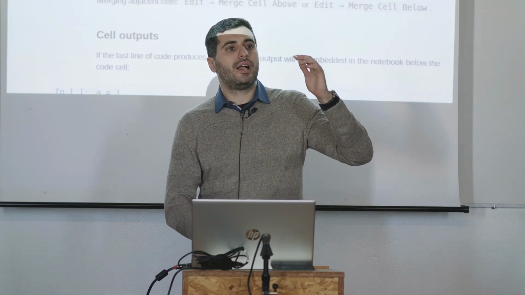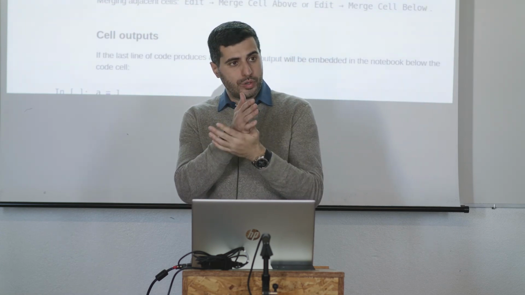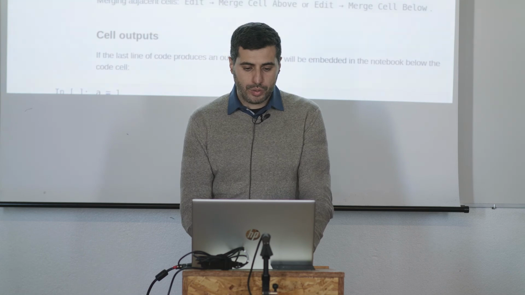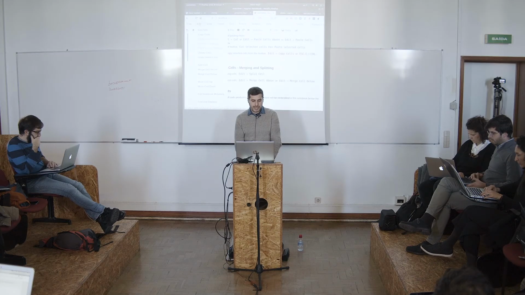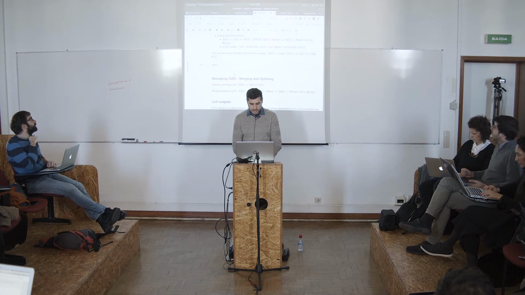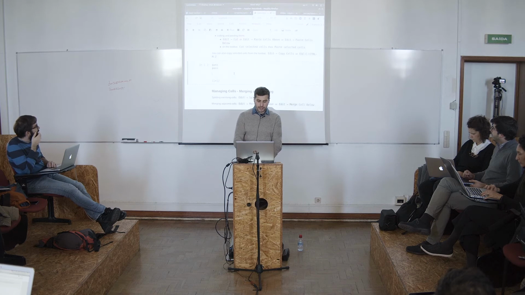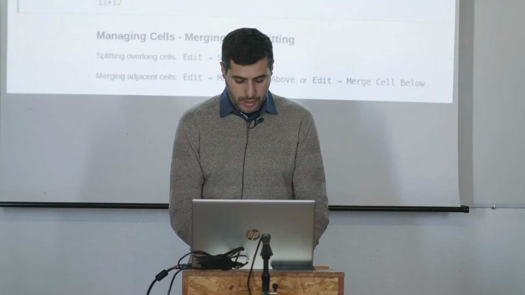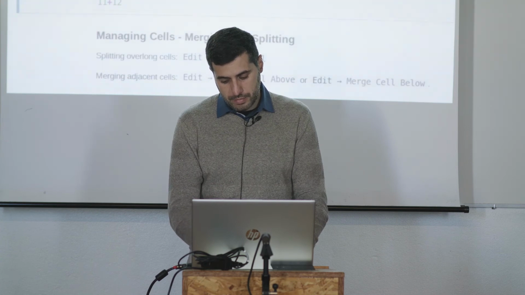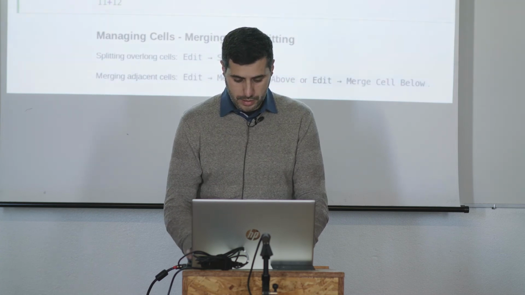Let's say that you have a huge cell of code that you want to split, so you can put the cursor at a specific point and then go to Edit, Split Cell. And it's going to create two cells, exactly splitting in the point in which your cursor is. For example, let's say I have this cell, and I want to split here. So I can use the command line, the menus, or I can do it using the shortcut, which is Control Shift minus. Split, there you go.